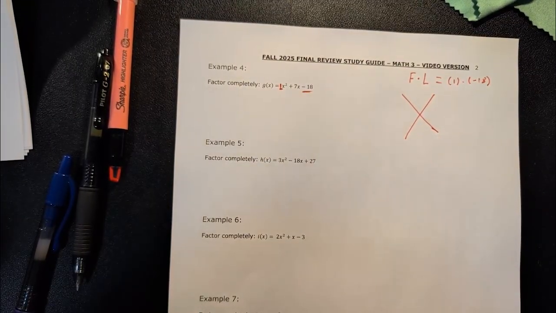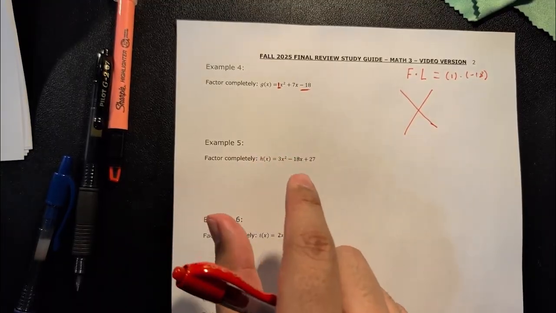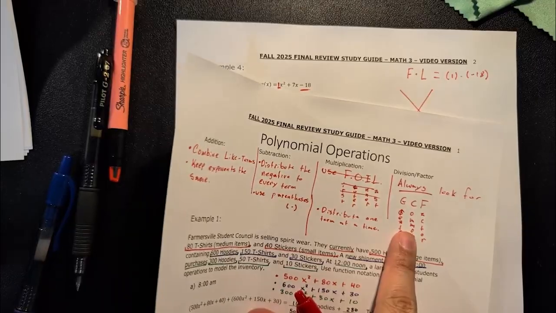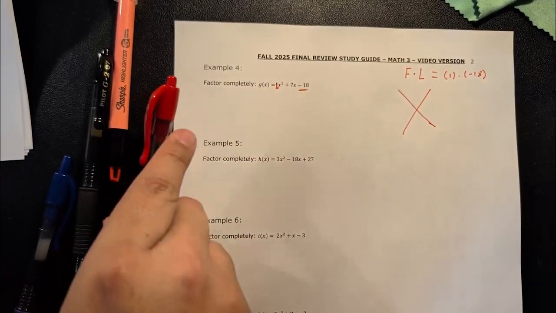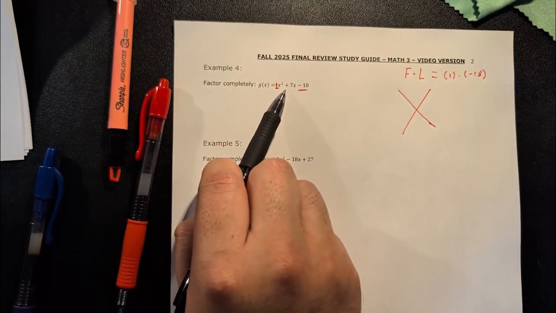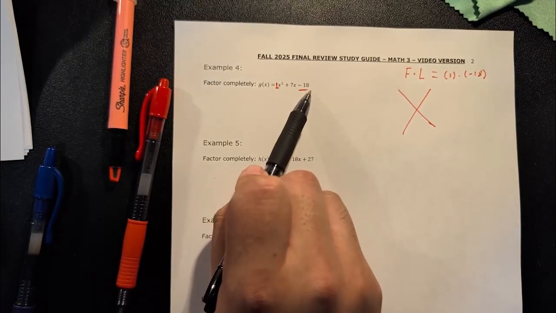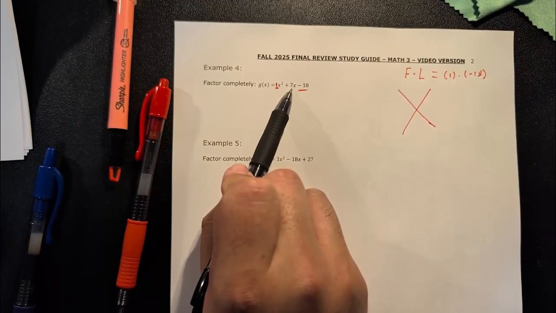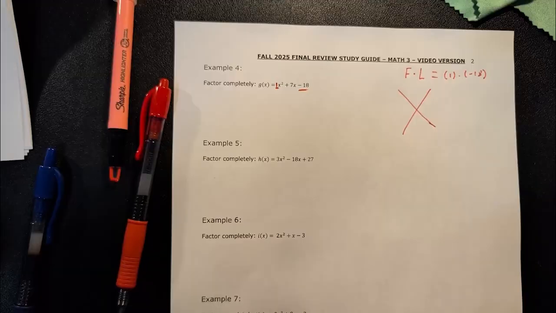Oh, I forgot. Here we said we always want to look for our GCF. So always look for a GCF. We didn't even do that, so let's back it up a bit. We have 1x squared plus 7x minus 18. Can I take out an x from all 3 terms? Well, this one has an x, so I can take out an x. This one has an x, so I can take out an x. But this one does not have an x, so I cannot take out an x.